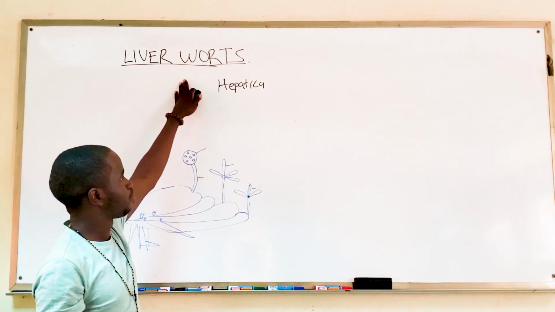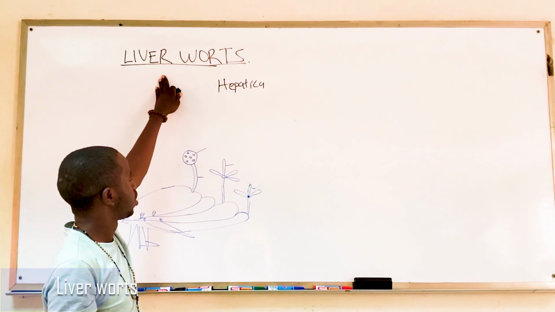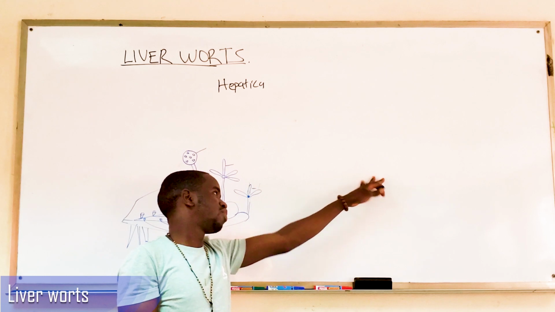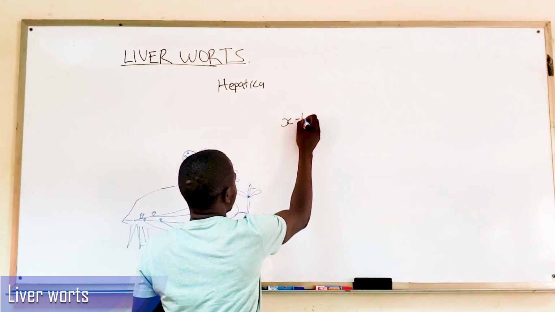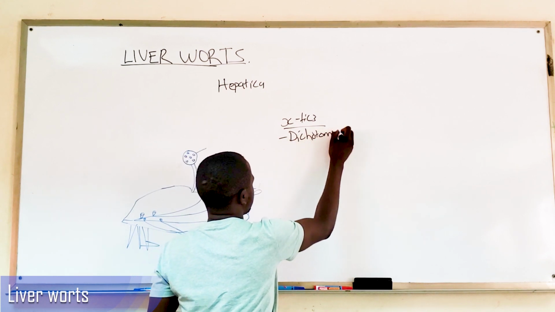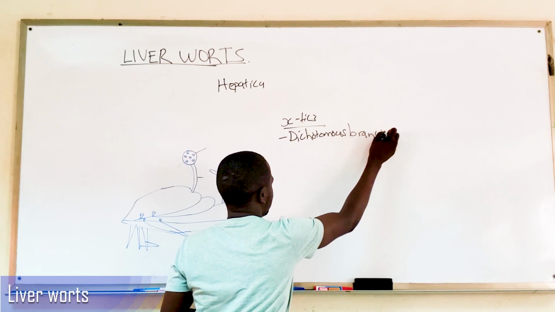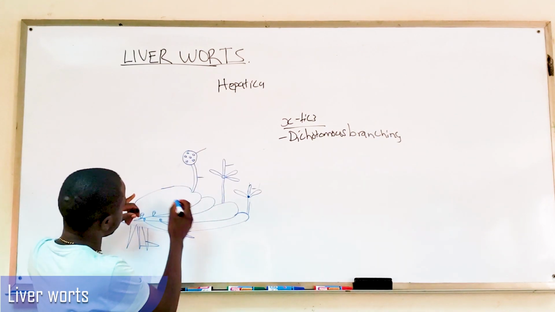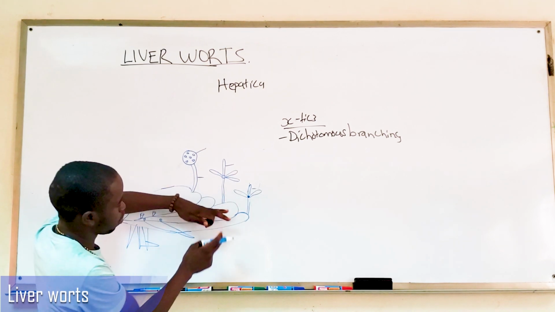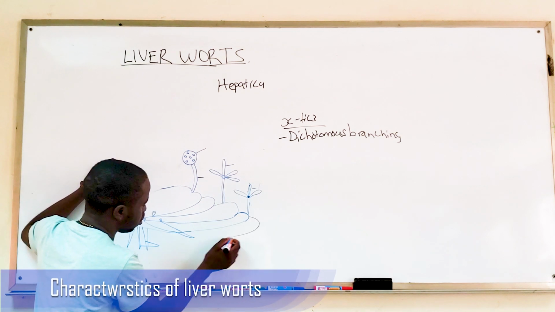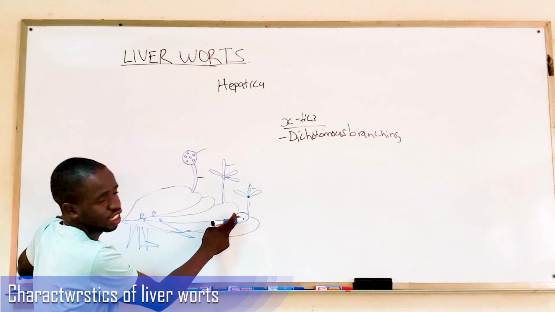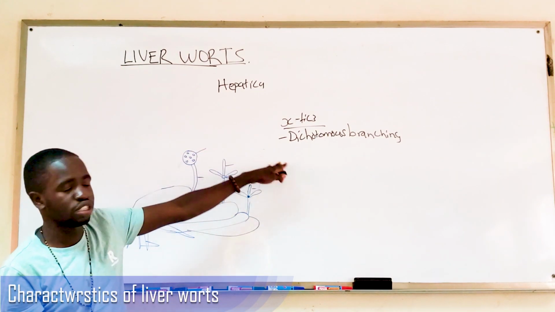Members of class Hepaticae, and hepat means liver, have lobe-like structures analogous to that of the liver. Some of their characteristics: number one, they exhibit dichotomous branching. As you see here, this lobe is almost the same size as this one, and whenever you add a new lobe, a part of it will break out and grow to a certain size similar to the initial one. That's what they call dichotomous branching.